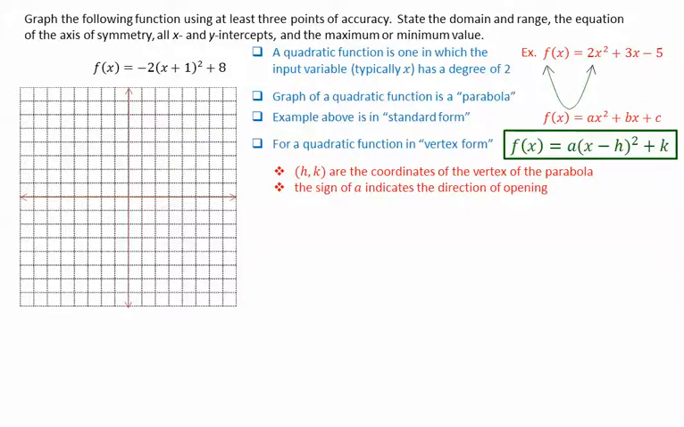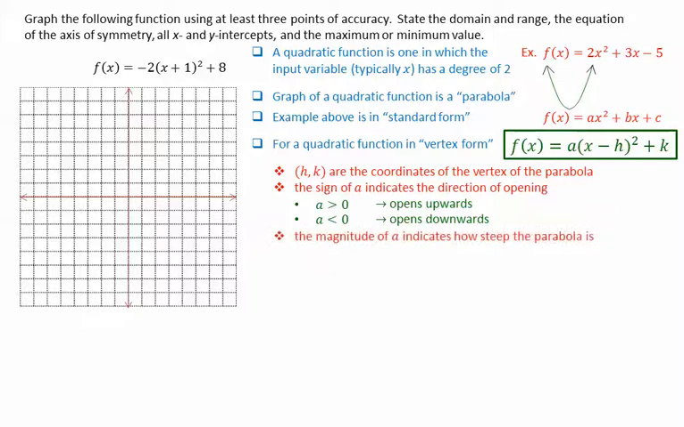The sign of a indicates the direction of opening. If a is greater than 0, then the parabola opens upwards. If a is less than 0, then it opens downwards. The magnitude of a indicates how steep the parabola is. For example, if a is equal to 3, this corresponds to a vertical stretch by a factor of 3 relative to the basic y equals x squared parabola.